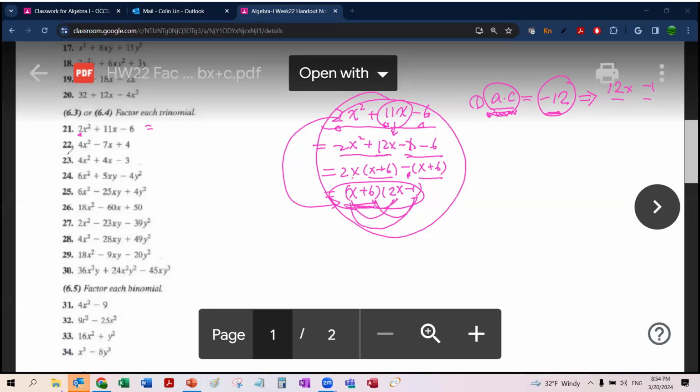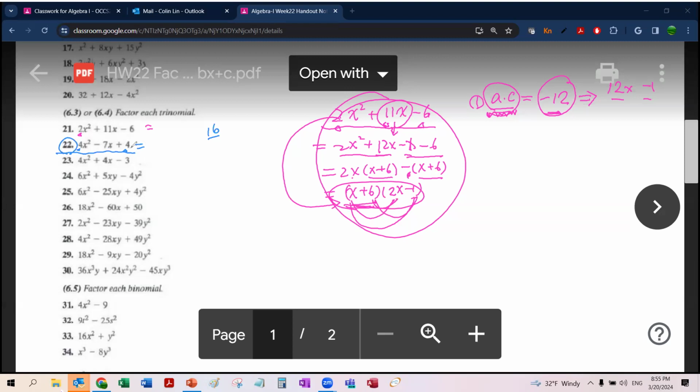All right, let's see 22. So 4 times... first it became 16, right? 16 times something became negative 7. So both should be negative, right? Can you guys factor this part?